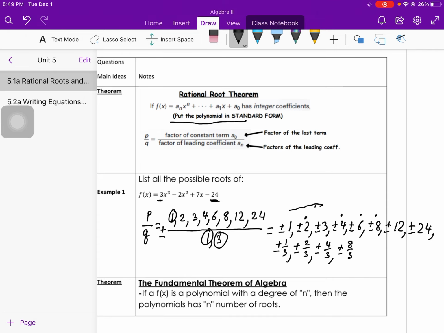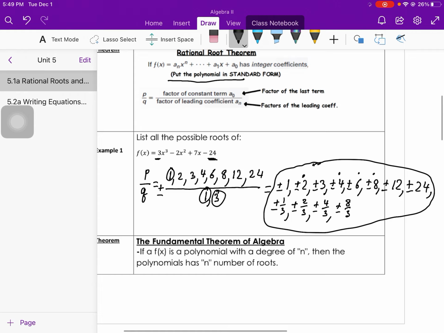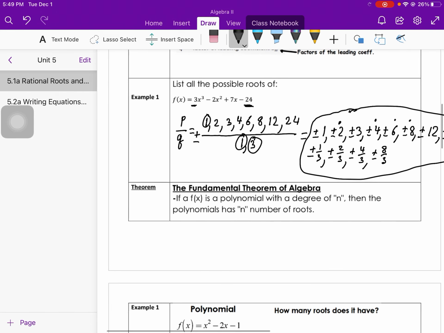These are all the possible solutions. Rational solutions, mind you, because we can still get imaginary solutions. But these are the list of possible rational solutions that we can get, meaning basically nice numbers, nice answers.